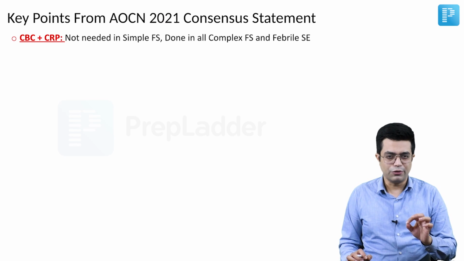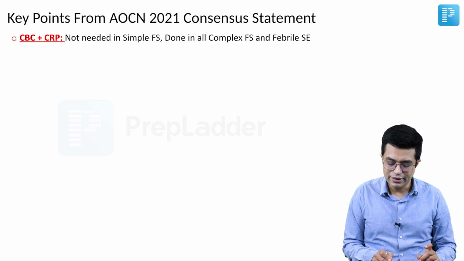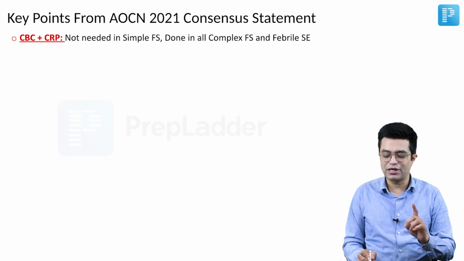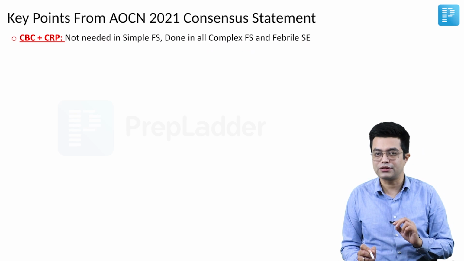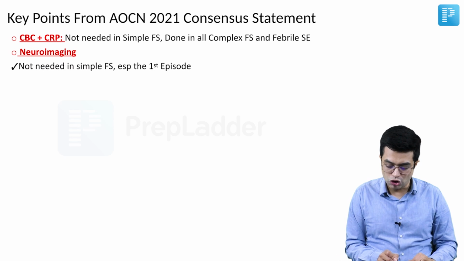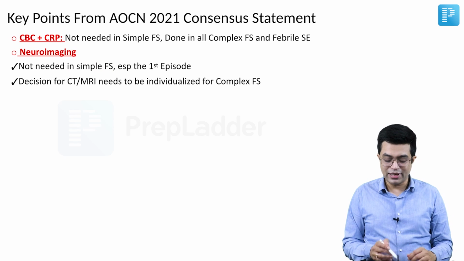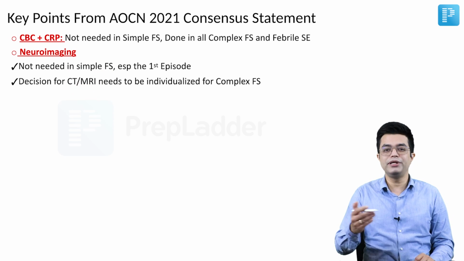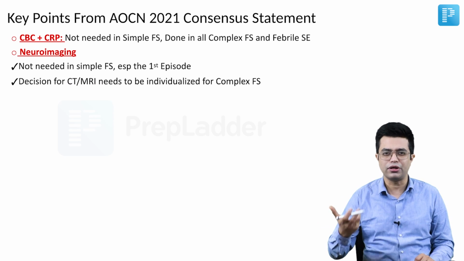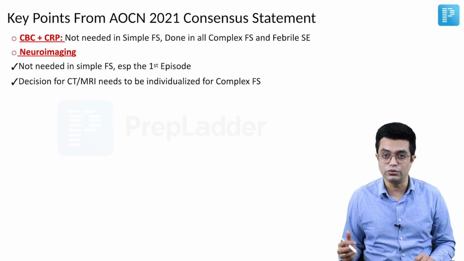First of all, during workup, a complete blood count with an inflammatory marker like CRP or procalcitonin is not needed in simple febrile seizure, but it is done in all complex febrile seizures and febrile status epilepticus, right? Regarding neuroimaging, CT or MRI is not needed in simple febrile seizure, especially the first episode of febrile seizure. For complex febrile seizure, the decision for CT or MRI needs to be individualized, right? So they have left a clinical area where the clinician, the pediatric neurologist, can himself or herself decide how to go and whether to go in or not.